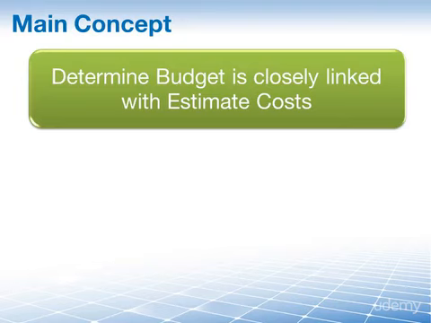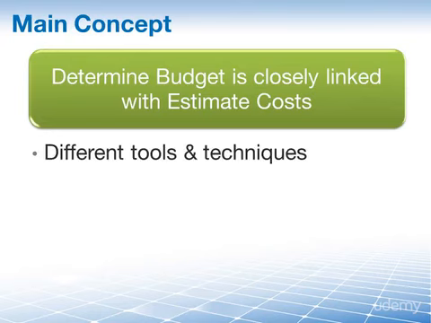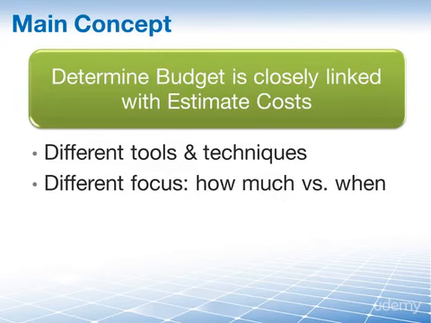However, the processes are still shown separately because each process has a different set of tools and techniques, and each process also has a different focus. In estimate costs, you look at how much does an activity cost? And in determine budget, we are focusing on the when. When will we need the money to be made available? Or better, we are creating a budget that tells us when we will have to have these particular funds available.